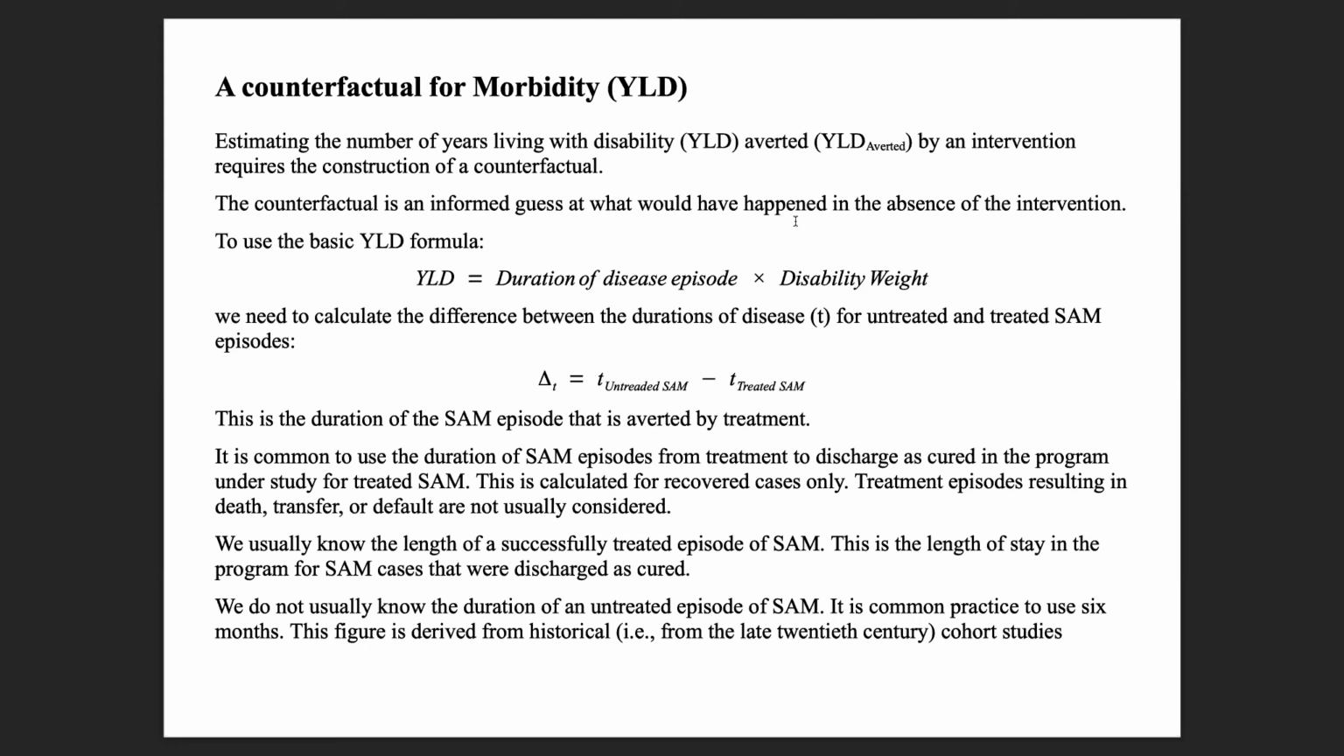What effect does successful treatment have on reducing years living with disability? We usually know the length of the successfully treated episode of SAM. There's the length of stay in the program of SAM cases with the discharge as cured. And that's part of our routine program monitoring data. We don't usually know the exact local duration for an untreated episode of SAM. And so what we do here is we use 6 months, and this is derived from historical cohort data from Central Africa. And by historical, I mean it was collected in late 20th century cohort studies.